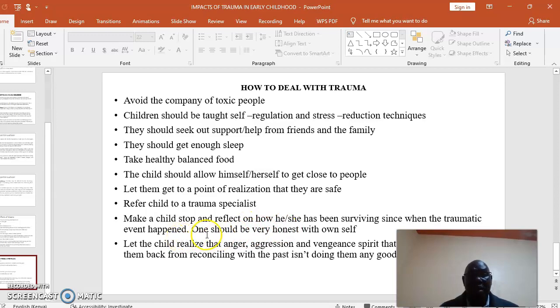Make a child stop and reflect on how he or she has been surviving since the traumatic event took place. One should be very honest with oneself. And finally, let the child realize that the anger, aggression, and vengeful spirit that has been holding them back from reconciling with the past isn't doing them any good, and let it go.